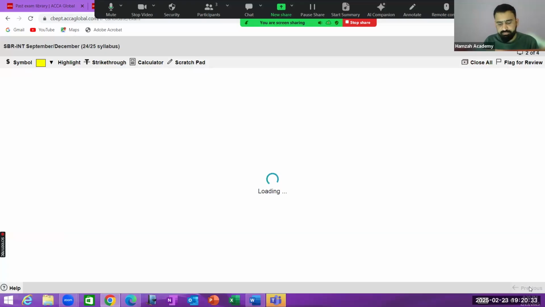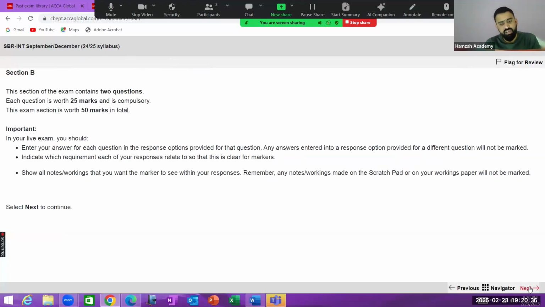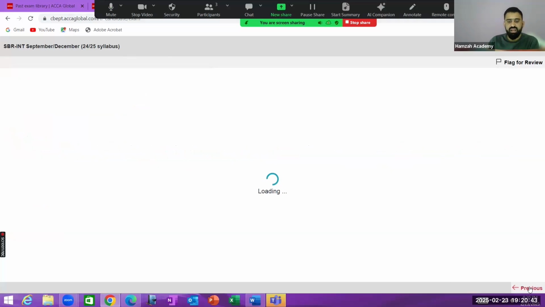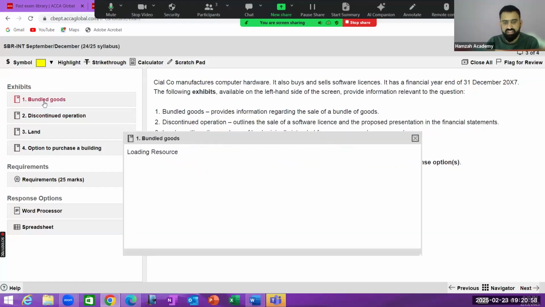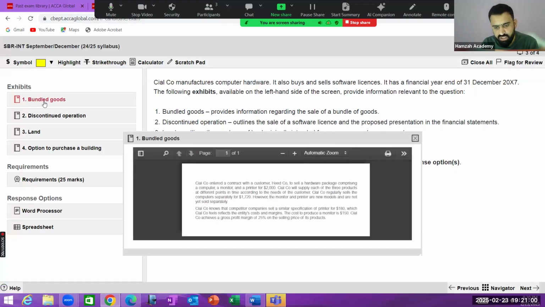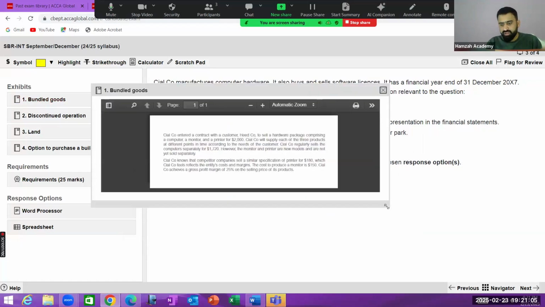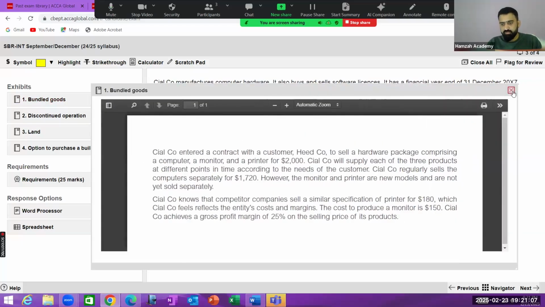Then you have a part B. In part B, you have again 2 questions, and each question will consist of 25 marks. And in question 3 and question 4, there will be multiple accounting issues which might be tested in a single question. Like here, you have bundled goods. I think it is relating to, yes, it is relating to IFRS 15 revenue recognition and measurement.